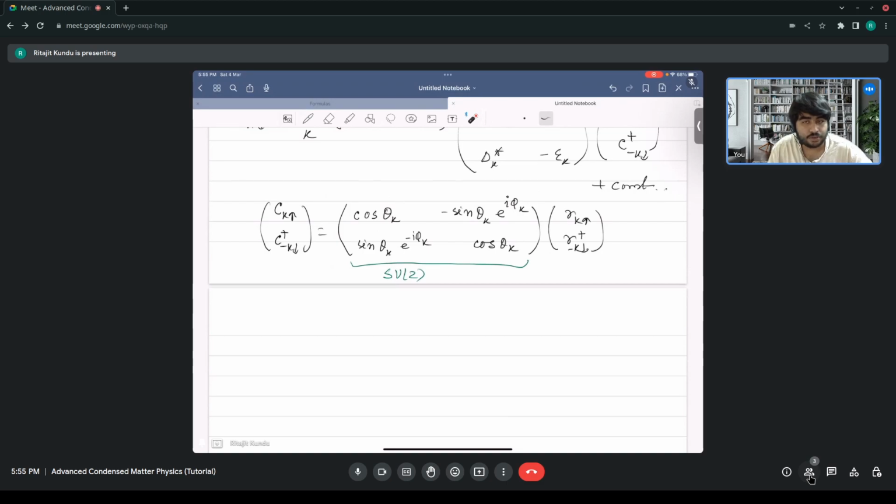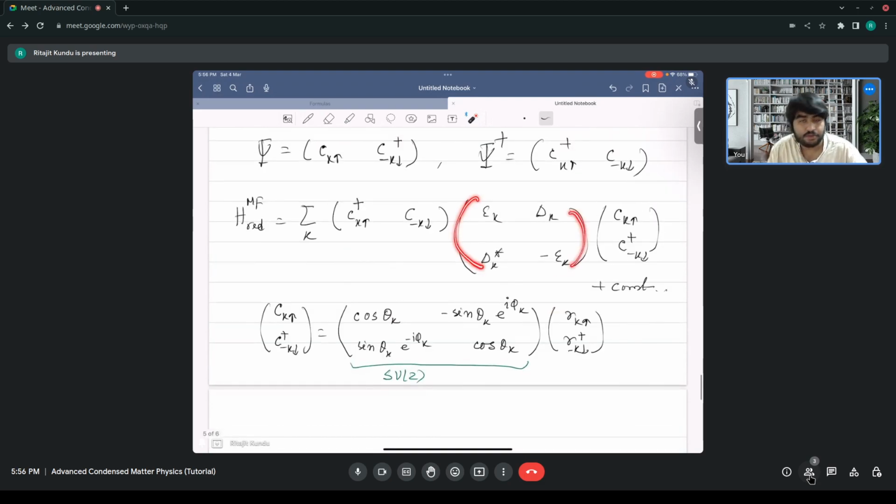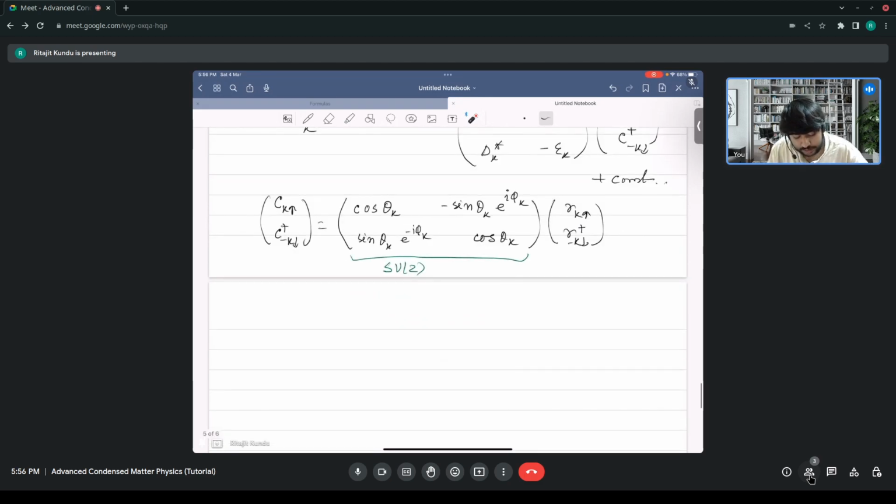We are not yet sure what this theta and phi should be, but the main task at hand is to figure out what this phi k and theta k is, such that this kind of matrix diagonalizes this Hamiltonian. That is all we're trying to do right now. And this has to be unitary. Why is that? Because unitarity preserves the anti-commutation relations. So this will preserve anti-commutations.